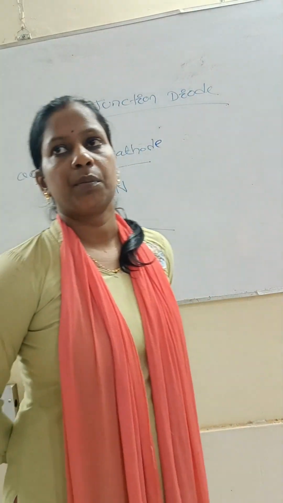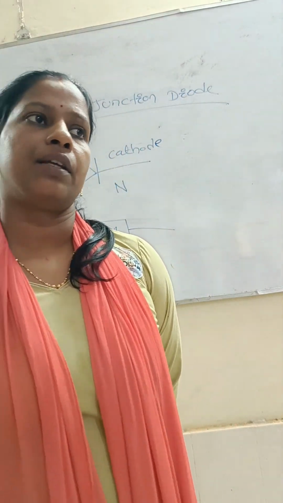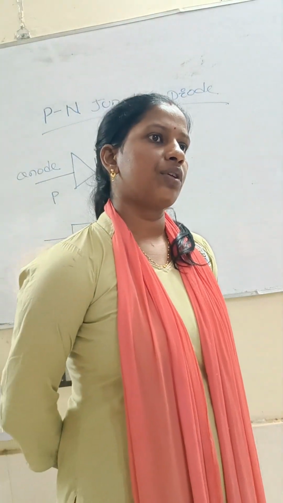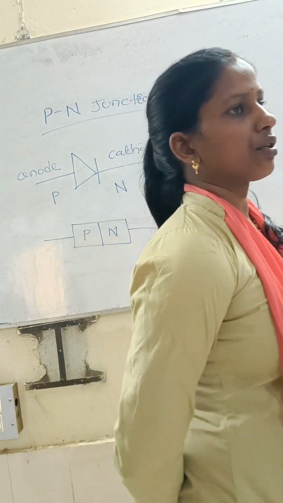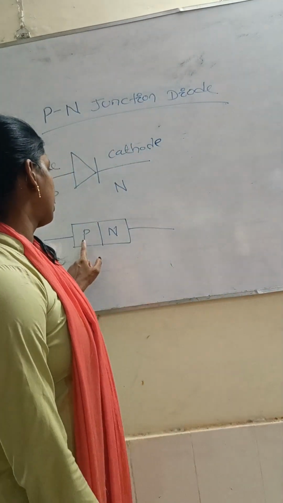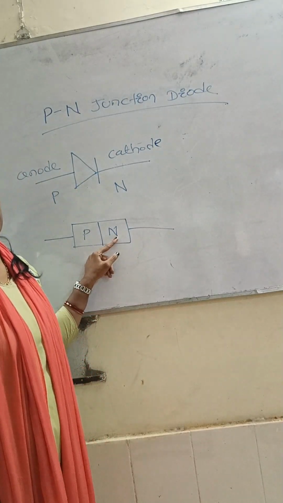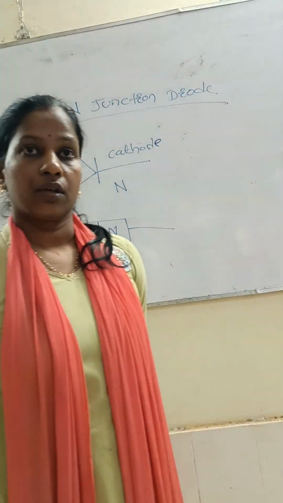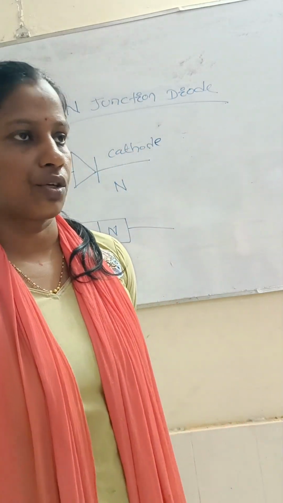Then in which type of material is PN junction diode formed? PN junction diode is formed by using semiconductor. Which type of semiconductor is needed for construction of PN junction diode? P type and N type semiconductor are needed. Then by which process is PN junction diode constructed? By the process of alloying, PN junction diode is constructed.